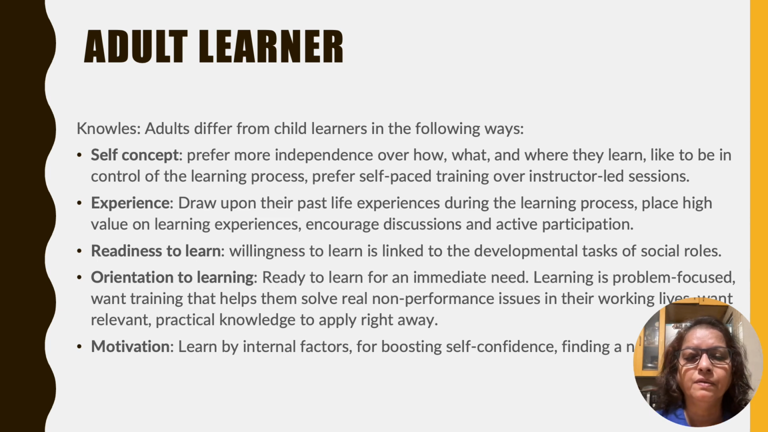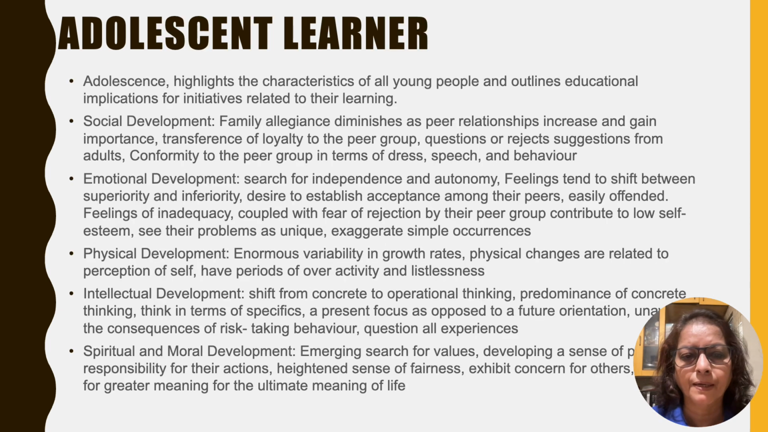The adult learner differs from child learners in the following ways. Self-concept, they are more independent. Experience, more experience. Readiness to learn, because they have a need to learn a certain concept at a certain age level, or maybe some kind of maturity level. Orientation to learning, they are ready to learn because they want to learn. Maybe there's a mandate to learn. And motivation may be for the sake of getting a promotion or for self improvement.